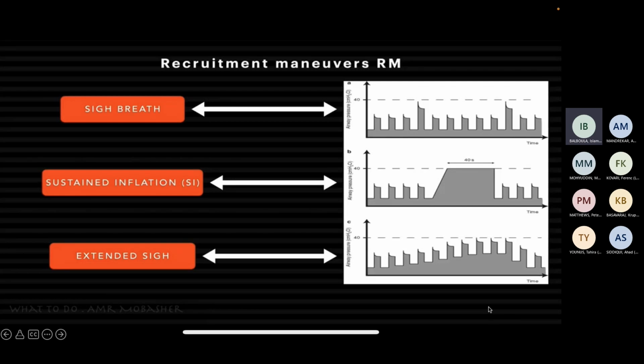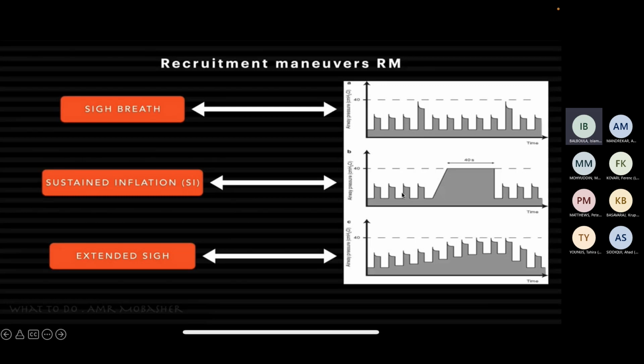So recruitment maneuvers. In recruitment maneuvers, we aim for a transient increase in transpulmonary pressure to allow recruitment of collapsed alveoli. This shouldn't be performed in every ARDS patient. This is not a routine practice. And there are several ways to achieve that. The most famous is the sustained inflation.